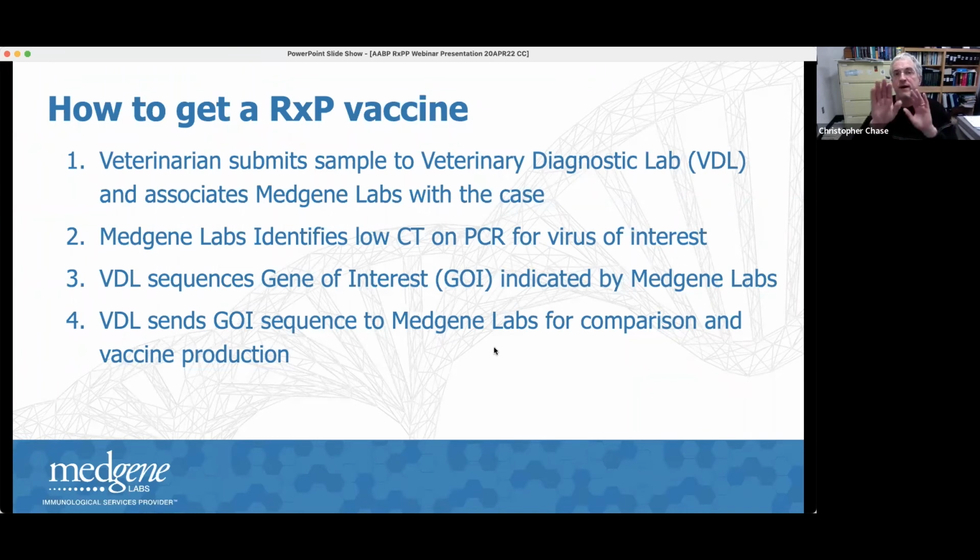Again, the idea of plug and play is that you can take that gene and insert it in that already licensed vector and production system, and then be able to get that vaccine out relatively quickly.